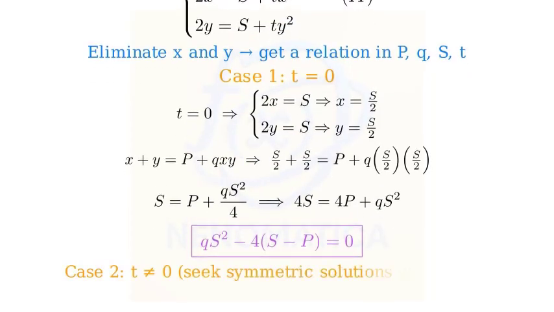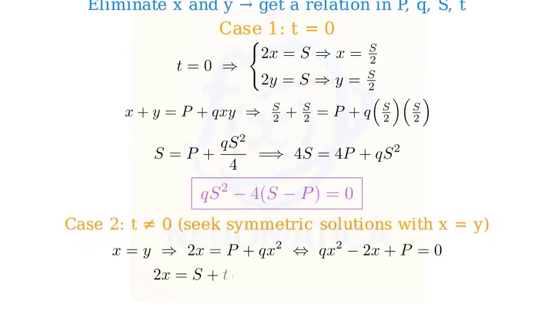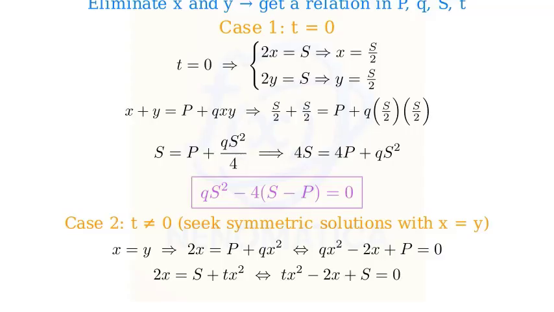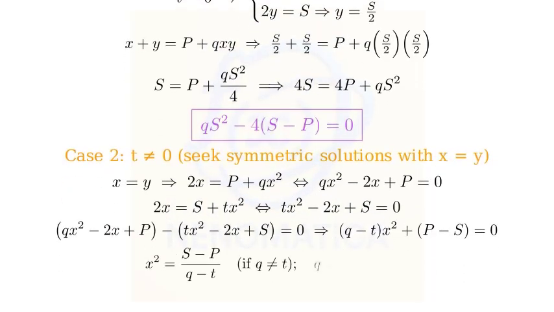Case 2, t is not 0. Because the system is symmetric in x and y, we look for solutions where x equals y. Setting x equal to y in equation 1 gives 2x equals p plus qx squared, or qx squared minus 2x plus p equals 0. From equation 2, we also get tx squared minus 2x plus s equals 0. Subtract the two equations to eliminate the linear term: (q minus t) times x squared plus (p minus s) equals 0. Hence, if q is not equal to t, x squared equals (s minus p) over (q minus t). If q equals t, this forces p equals s.